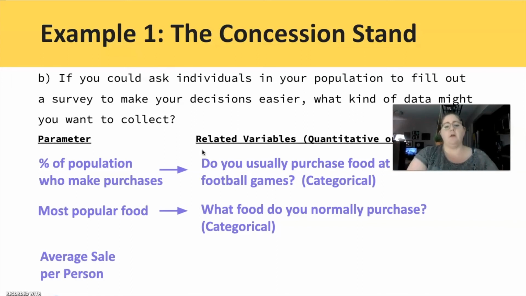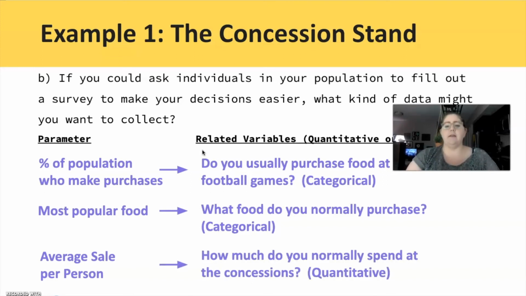It's categorical. Okay. Another thing I might want to know is, on average, how much do people buy? How much money do they spend? So the average sale per person. So the question I might ask someone in my survey is, how much do you normally spend at concessions at a football game? And that would be a quantitative or numerical variable because it's a number. The answer that person would give me would be a number.